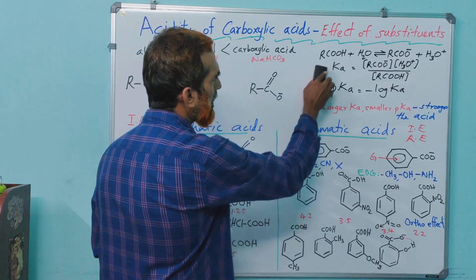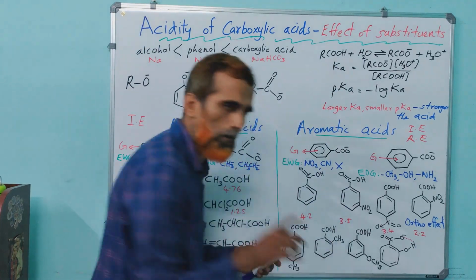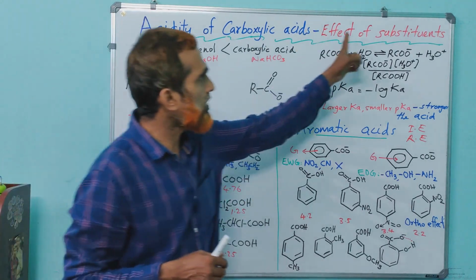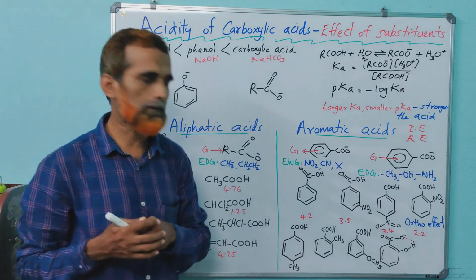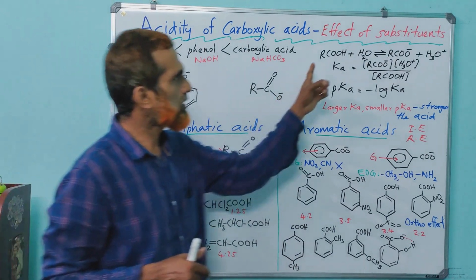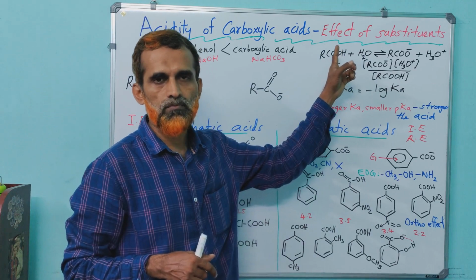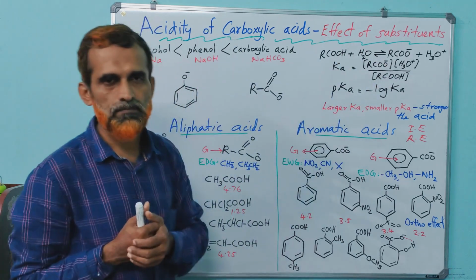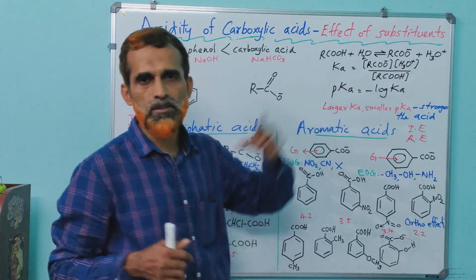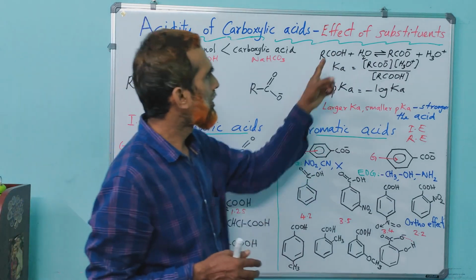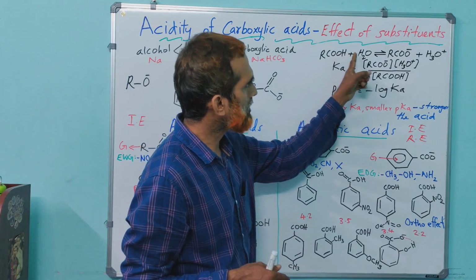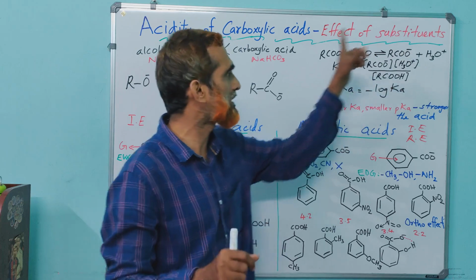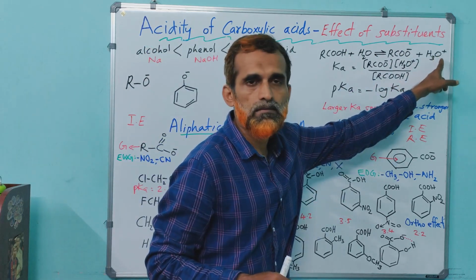Now we move on to chemical properties, in which we discuss only one property in this video, that is the acidity of carboxylic acid and also the effect of substituents on acidity. This is a general expression of the dissociation of carboxylic acid, and you know this. You have learned this in chemical equilibria. So carboxylic acid ionizes and gives the carboxylate ion, that is the conjugate base of this acid, and H3O+.